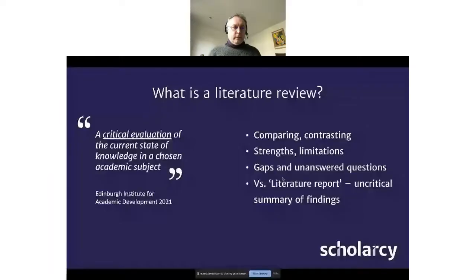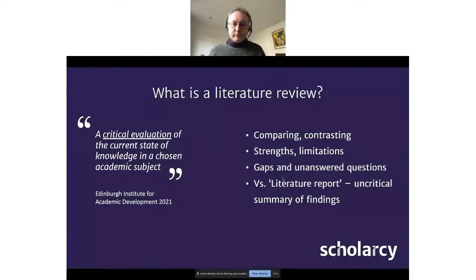So a literature review is a critical evaluation of the current state of knowledge in a chosen academic subject. The word critical is important here. It involves comparing, contrasting, and considering the strengths and limitations of each work, finding gaps and unanswered questions. And this is in contrast to something called a literature report, which is just an uncritical summary of findings.